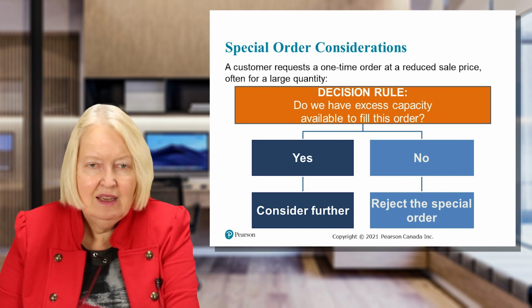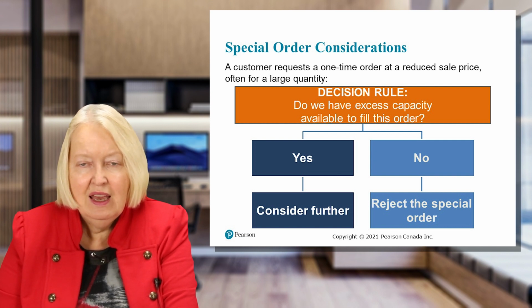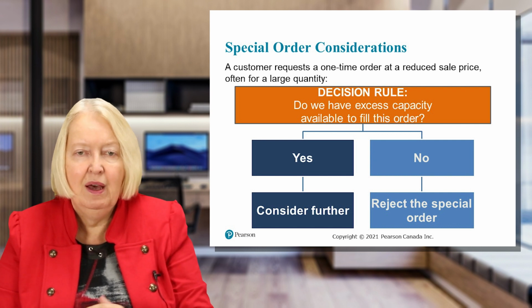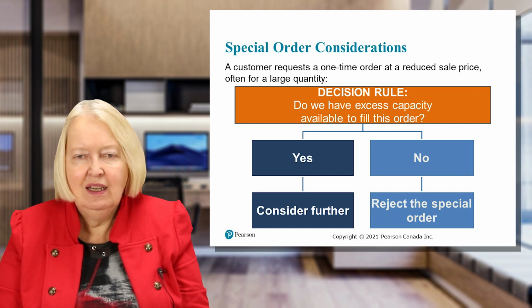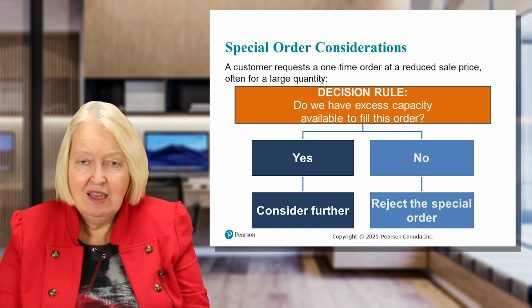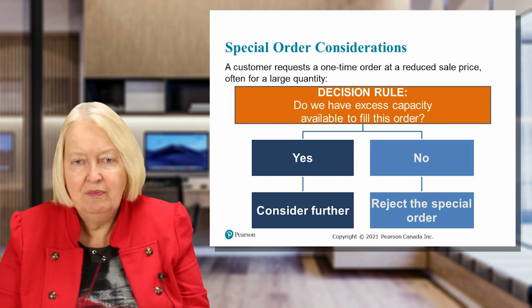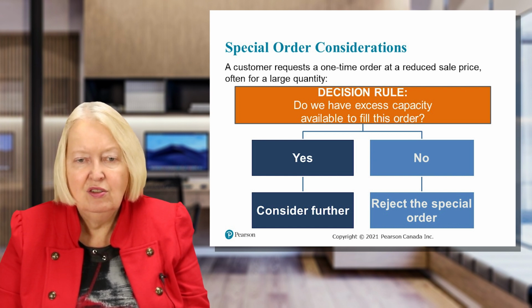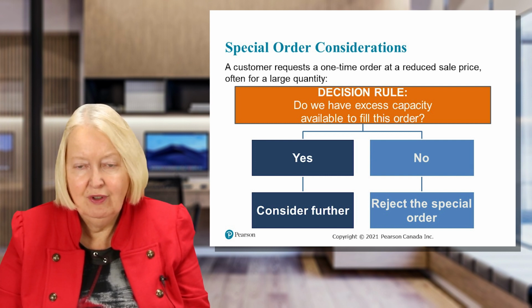So an example here of a special order is if you have a customer and they might want to buy one of your products at a reduced price. So they're saying, look, I'm going to buy like 10,000 units of this widget, but because I'm guaranteeing you the sale, you don't have to do the marketing and all of this, so I'm expecting a reduced price. So the first thing you have to do when you get that type of offer is, do you have the capacity to do it? If yes, okay, you can start to think about it, consider it further. If you don't have the capacity, you probably want to reject it.